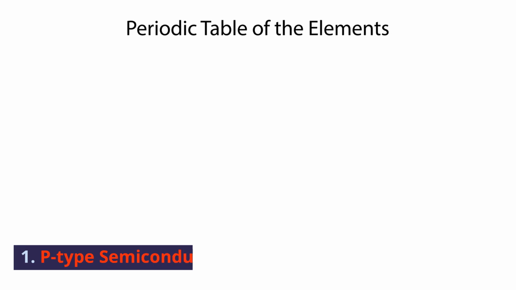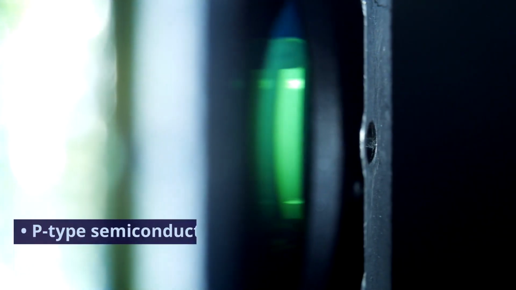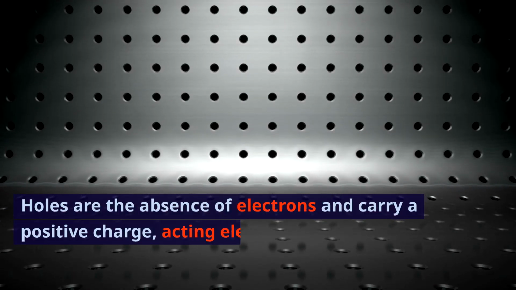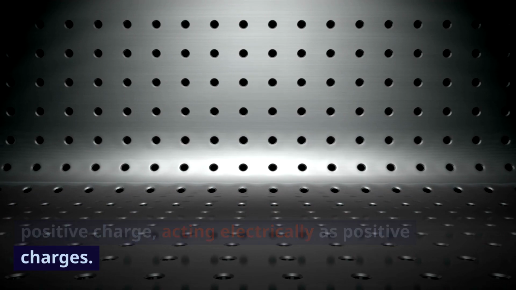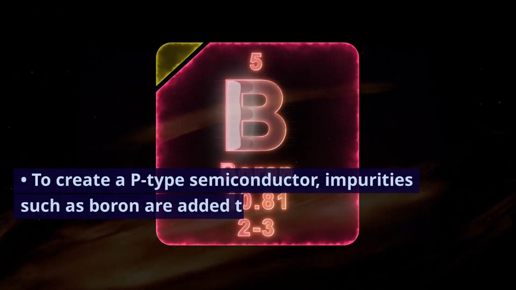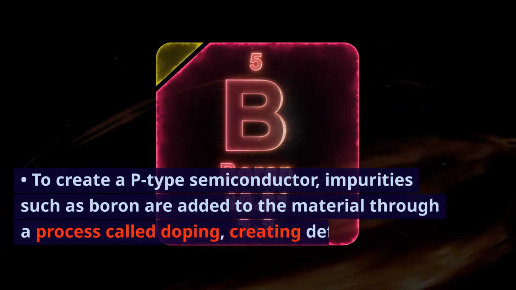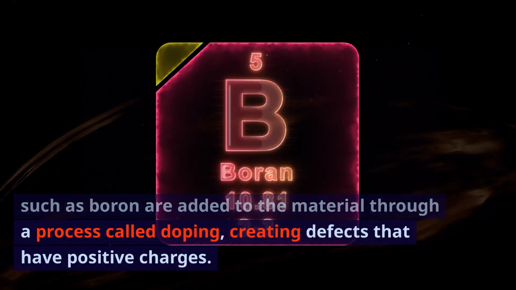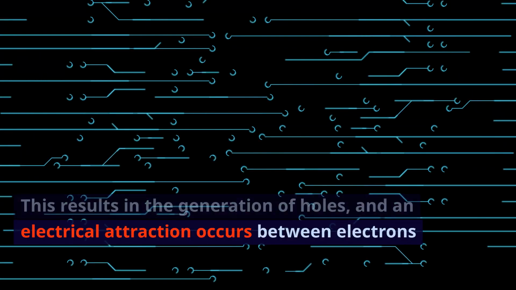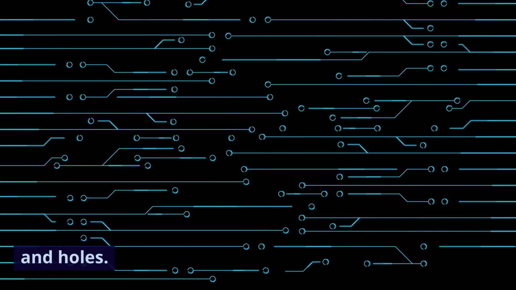1. P-type semiconductor. P-type semiconductors have holes as the primary charge carriers. Holes are the absence of electrons and carry a positive charge, acting electrically as positive charges. To create a p-type semiconductor, impurities such as boron are added to the material through a process called doping, creating defects that have positive charges. This results in the generation of holes, and an electrical attraction occurs between electrons and holes.